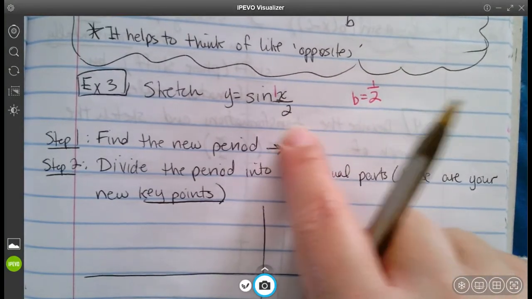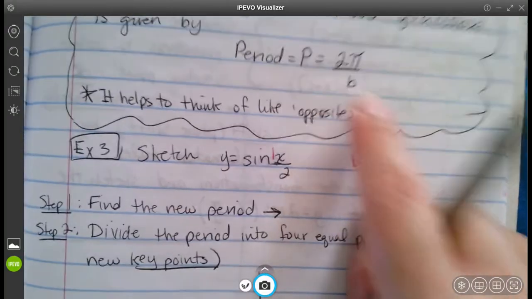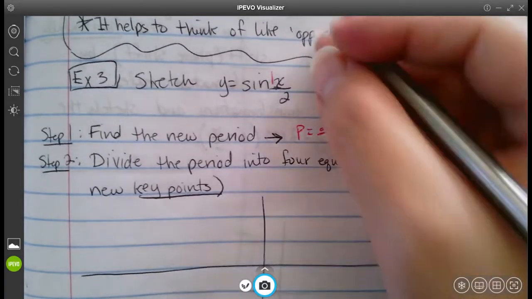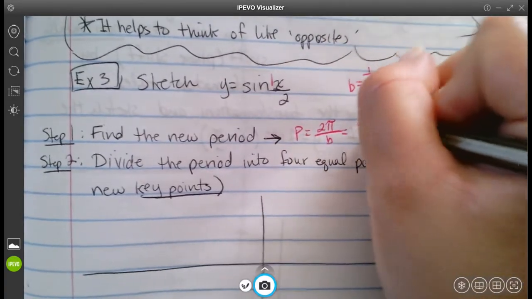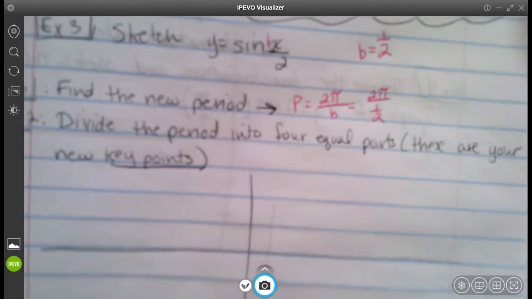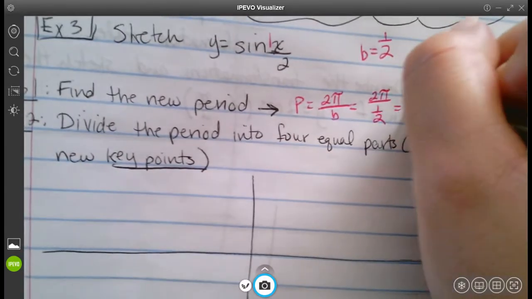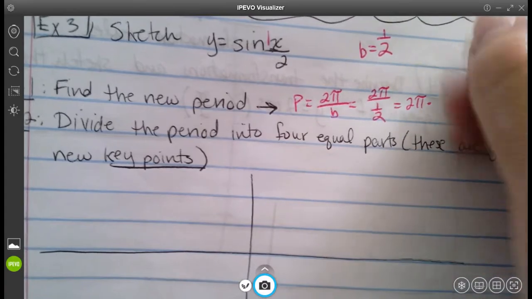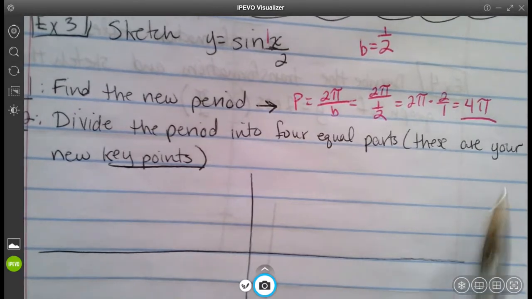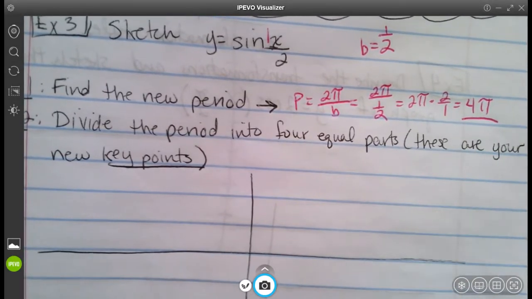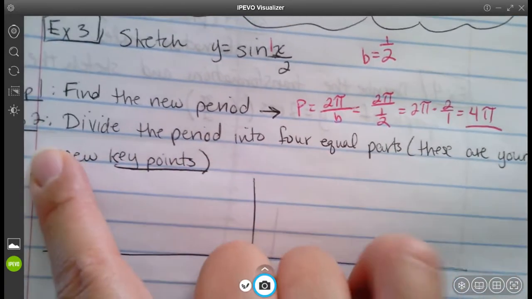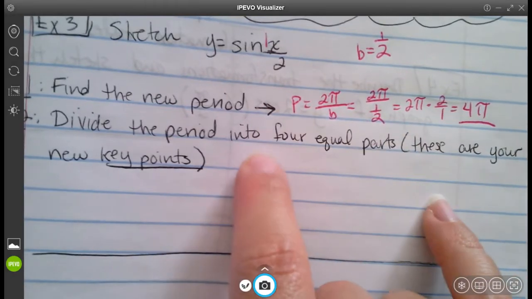So we're going to have to calculate our new period. P is equal to 2 pi divided by b. So in this case, 2 pi divided by a half, which is a little interesting because when it comes to fractions, there's a little bit more work involved. So let's do that. 2 pi times, flip this one, so I have 2 over 1, which gives us 4 pi. So that means our pattern is now going to happen within 0 and 4 pi. The second step after this is to divide this period into 4 equal parts.